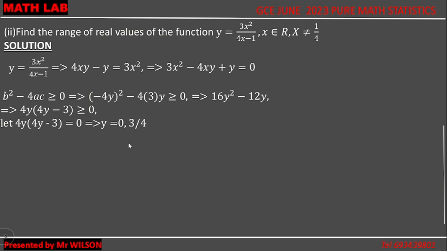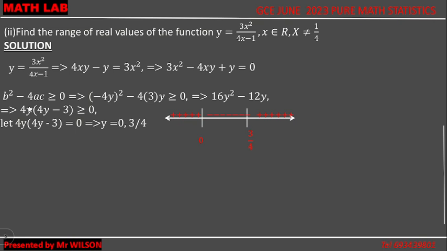So with that, we now produce a number line to see where the function will work, because we are asked to find the range of real values for which the function y is real, for it to make sense. So now we replace our values of y, 0 and 3 over 4. We now verify. We take a value less than 0, negative 1. We replace in our function, and we verify if the value is greater than or equal to 0. If it is, then the function works for all values less than 0.